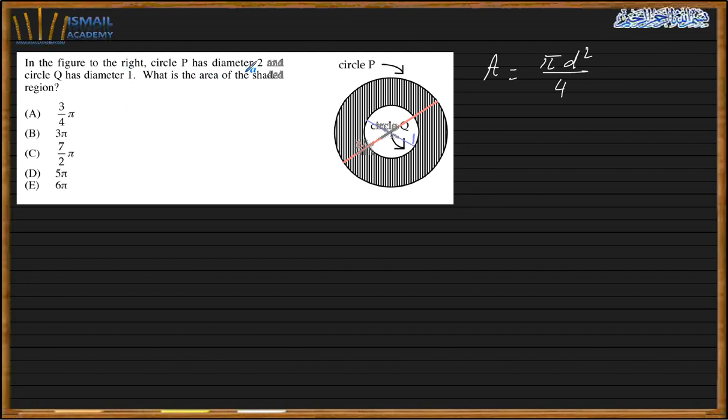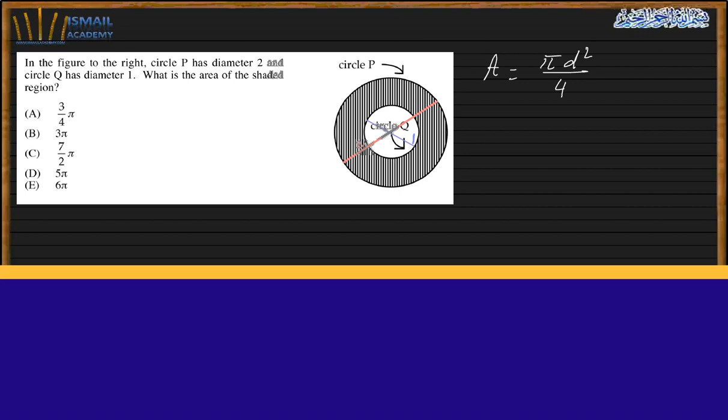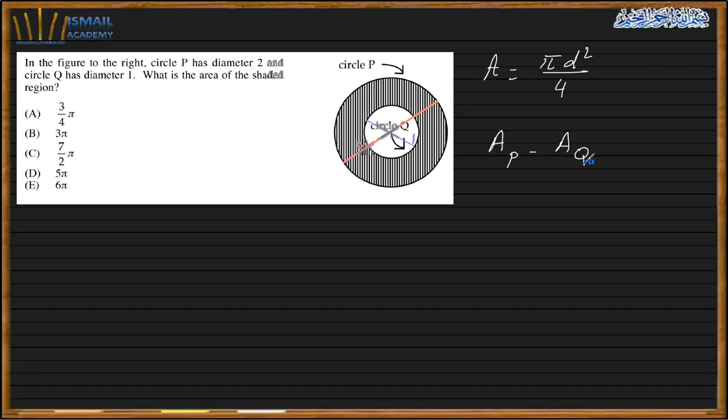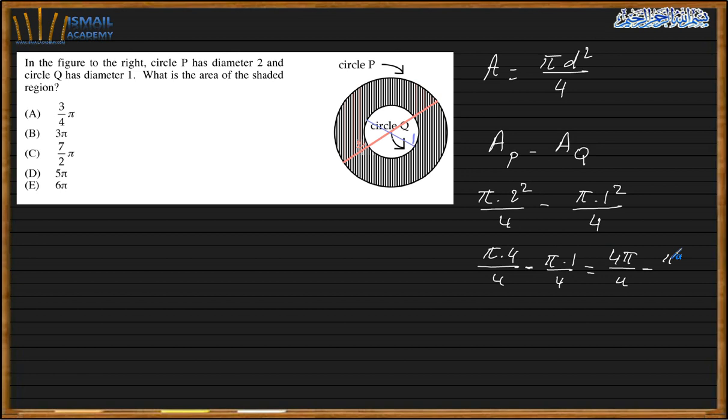Now, what is the area of the shaded region? The area of the shaded region is the outer circle minus the inner circle. So I will do the area of P minus the area of Q, which means I will have pi times 2 squared over 4 minus pi times 1 squared over 4. That means I will have pi times 4 over 4 minus pi over 4, and this is 3 pi over 4. So the answer is A.